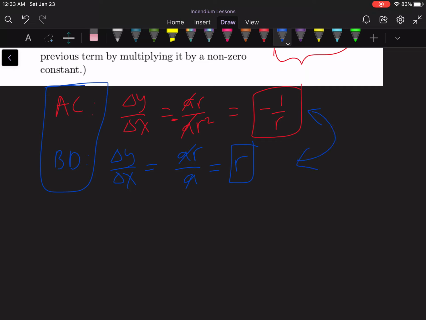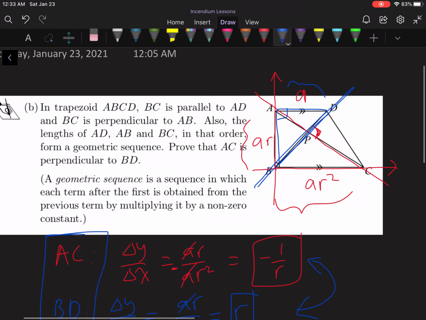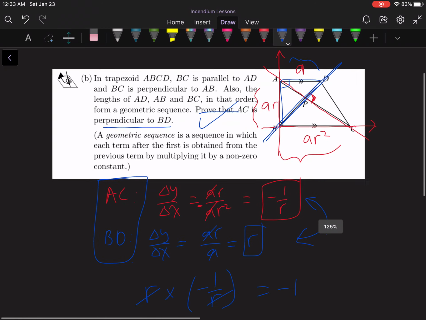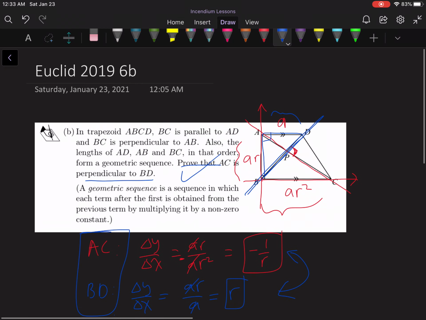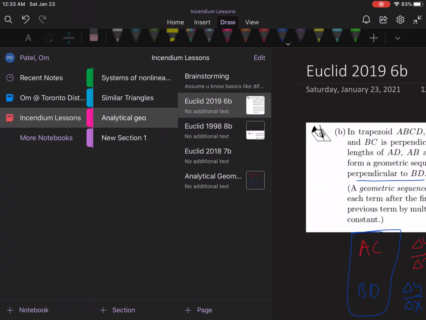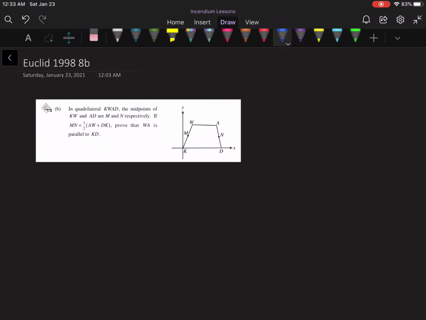You might be getting excited right now. Let's see: r times negative 1 over r is clearly negative 1. So this concludes our proof that AC and BD are perpendicular, because their slopes are negative reciprocals of each other. And that is exactly what they wanted us to prove. Okay, perfect. Give ourselves a little check mark there. Let's move on to the next question now.